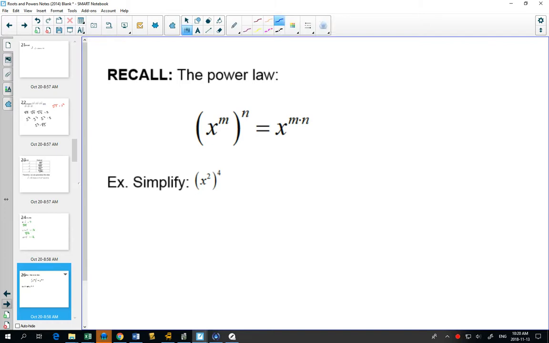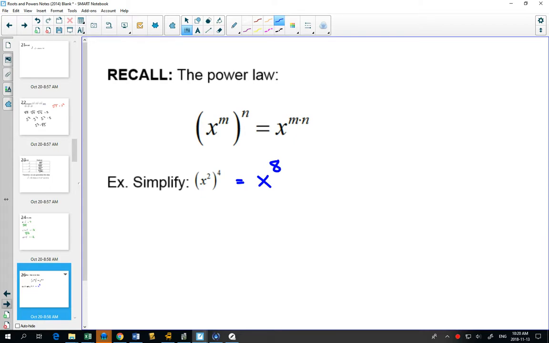Some other review from grade 9, the power law. If you have a power to a power, the law says, or the rule states, you should multiply the exponents. So just using the rule, this should be x to the 8.